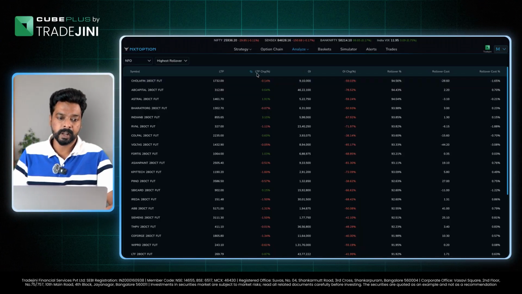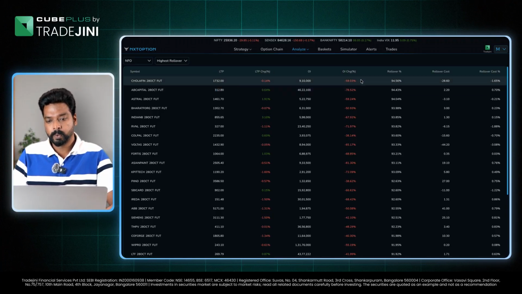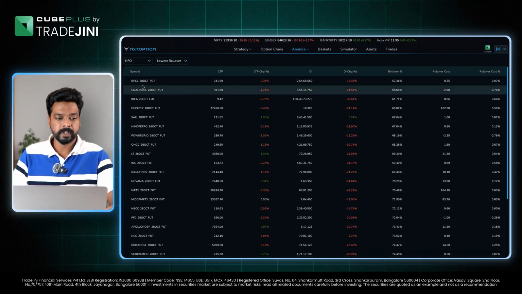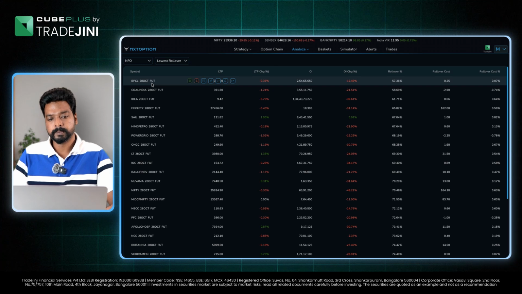And you can also check the last traded price, the last traded price change percent, the open interest, and the open interest percent change. So here the open interest percentage is minus 59%. Similarly, you can check for lowest rollover. If you click on that, you can see BPCL 20th October future had the lowest rollover of 57.36%, with a rollover cost of 0.25, which is almost the same.